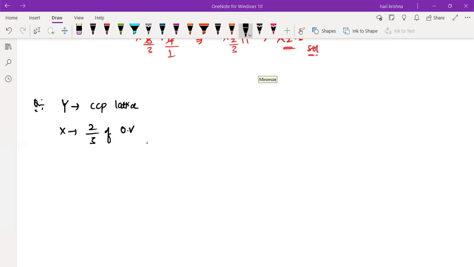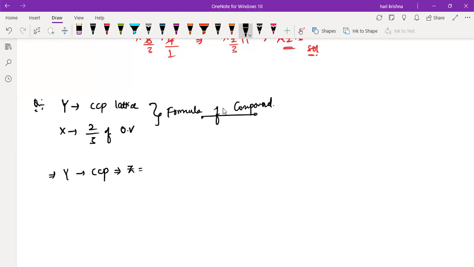Okay, Vishwanath, can you check it once again? You have to form the formula of the compound. See, Y means what? CCP structure. CCP is equal to what? 4. Z equal to 4. Y is occupying all the CCP structure, right? So Y equals 4.